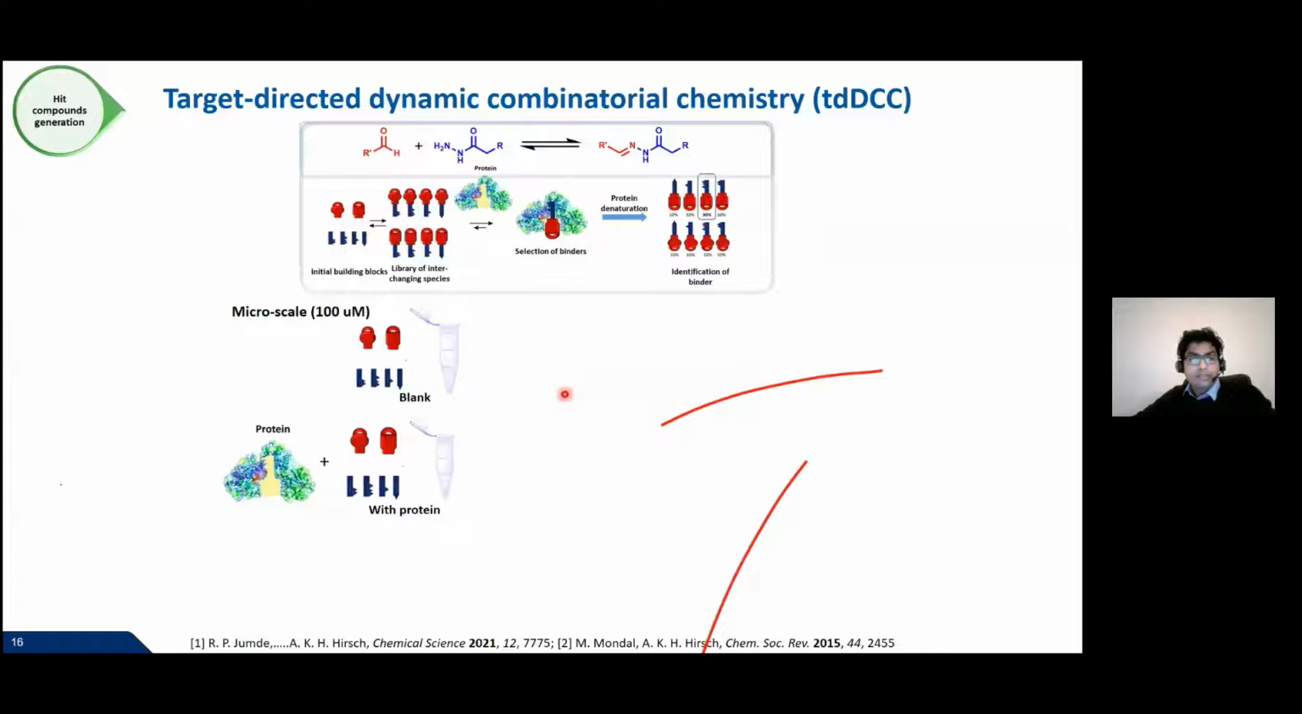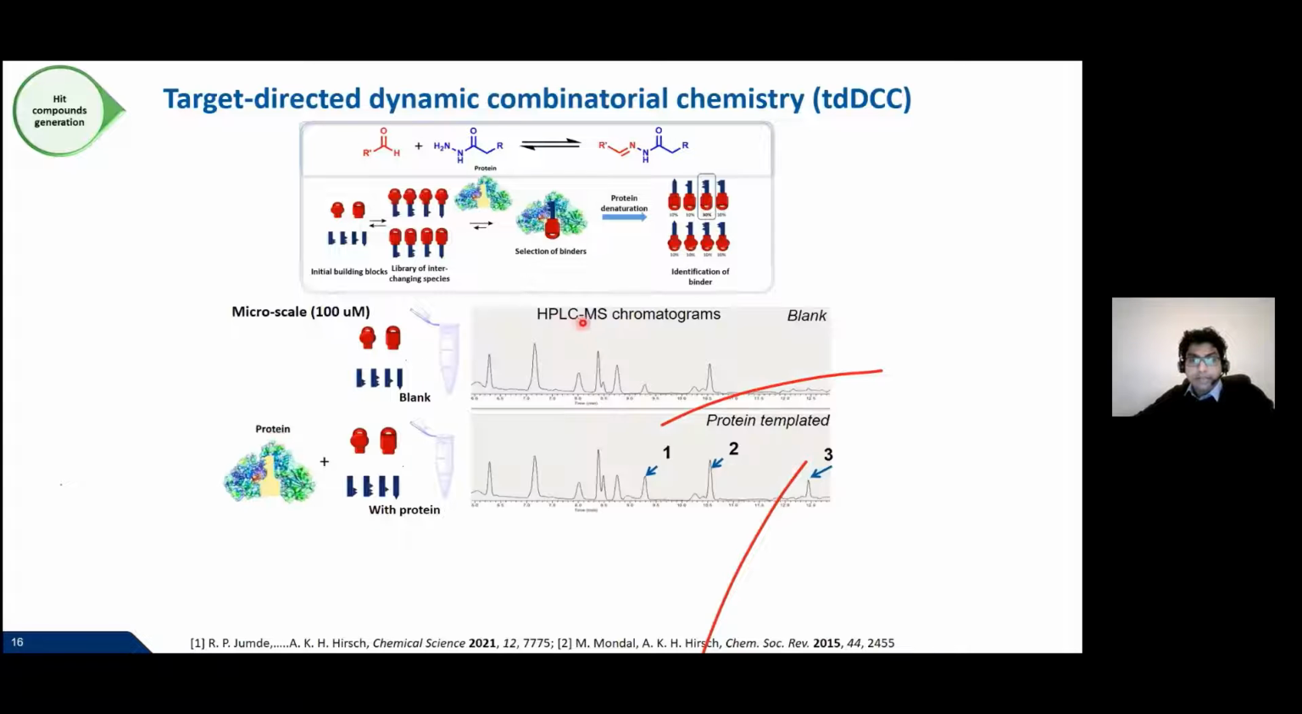So how do we perform this kind of reaction? They are really simple. They are micro scale reactions. You work at around 100 micromolar concentration of the compounds. So we set up two reactions. One is a blank, where only the aldehydes and hydrazides, only the fragments, are put into an Eppendorf, this plastic tube, right? And in the other, we put these fragments plus protein, which is your target.